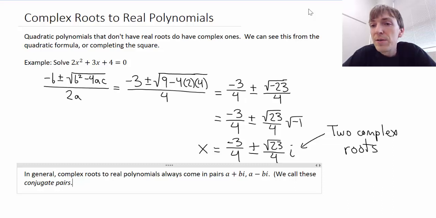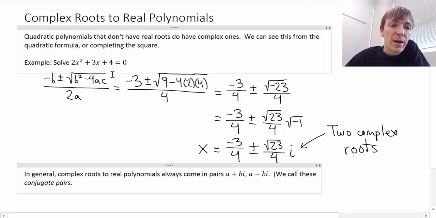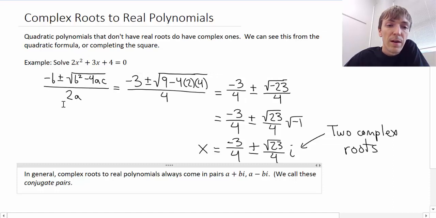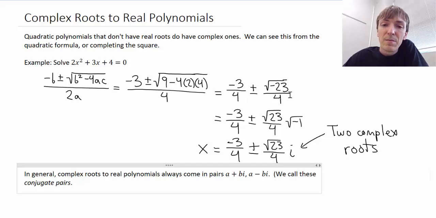And you've probably already noticed this if you've been using the quadratic formula so far. So I have an example here, like 2x squared plus 3x plus 4 equals 0. Say I want to solve this. Well, it doesn't factor very easily, so I go ahead and use the quadratic formula. And what happens, just to shortcut here, is that b squared minus 4ac ends up being negative 23 in this case.